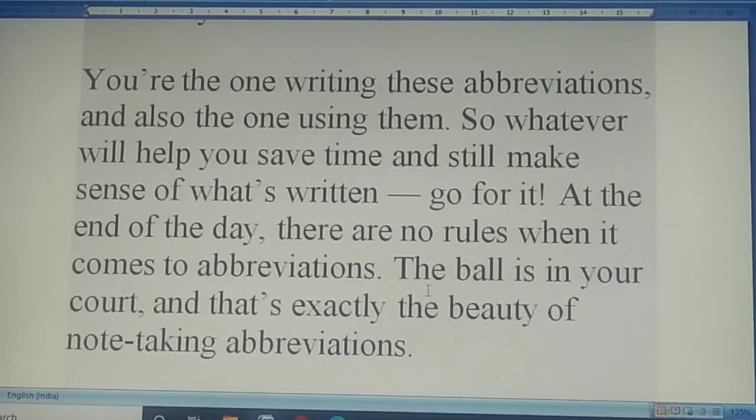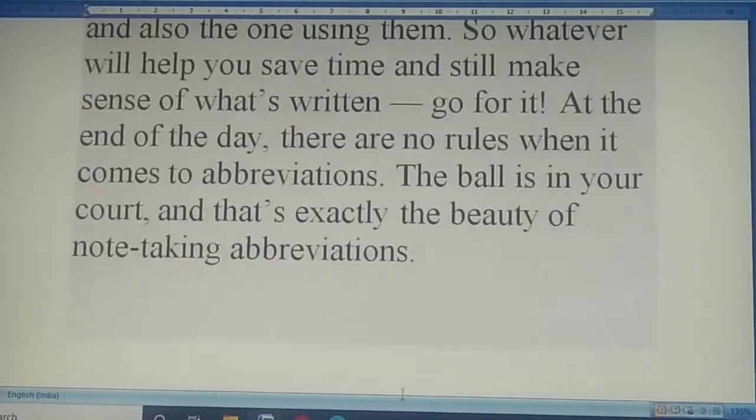At the end of the day, there are no rules when it comes to abbreviations. There are no hard and fast rules, but you must remember, when you abbreviate a word, you must do it in such a way that the reader who reads it must understand that this is the word you have abbreviated. Otherwise, the examiner will not understand, so you will not get marks for that. So it's very important. The ball is in your court, and that's exactly the beauty of note-taking abbreviations.